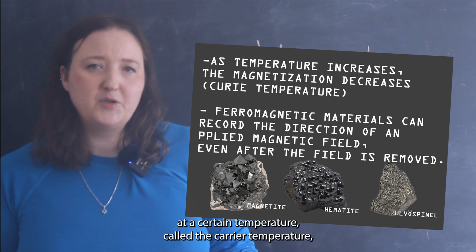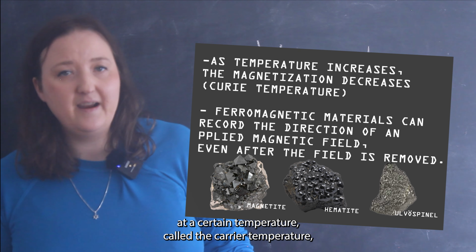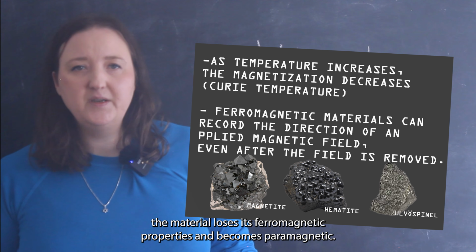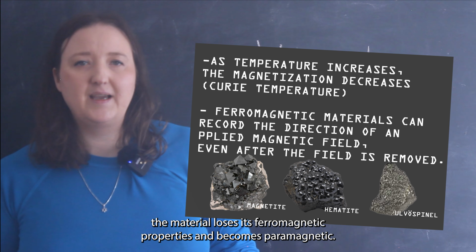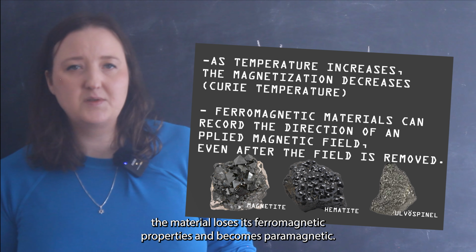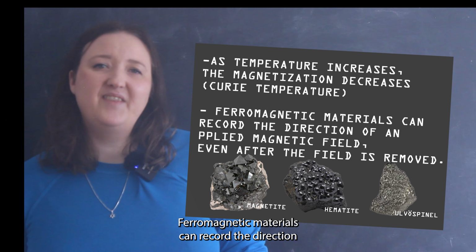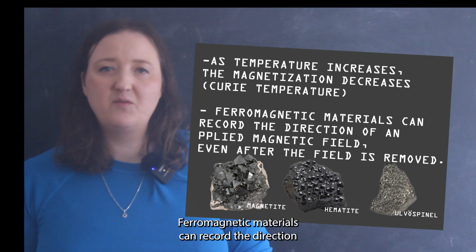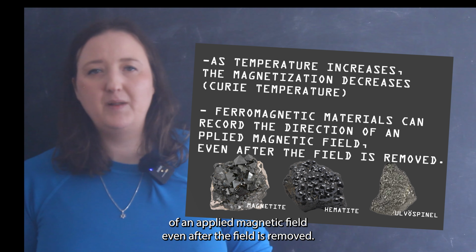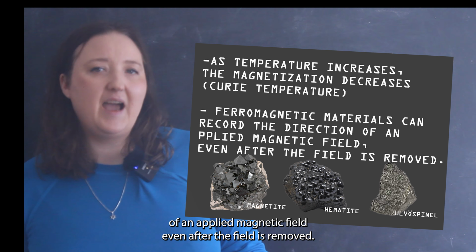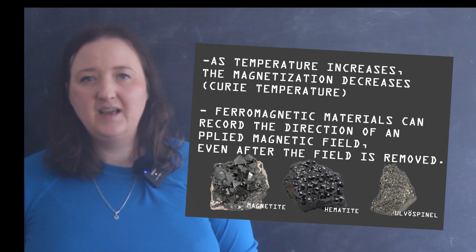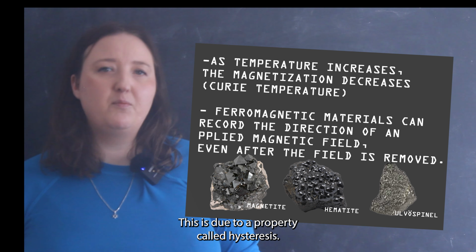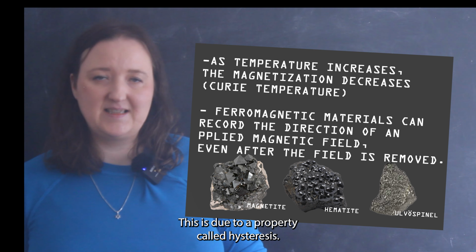At a certain temperature, called the Curie temperature, the material loses its ferromagnetic properties and becomes paramagnetic. Ferromagnetic materials can record the direction of an applied magnetic field even after the field is removed. This is due to a property called hysteresis.